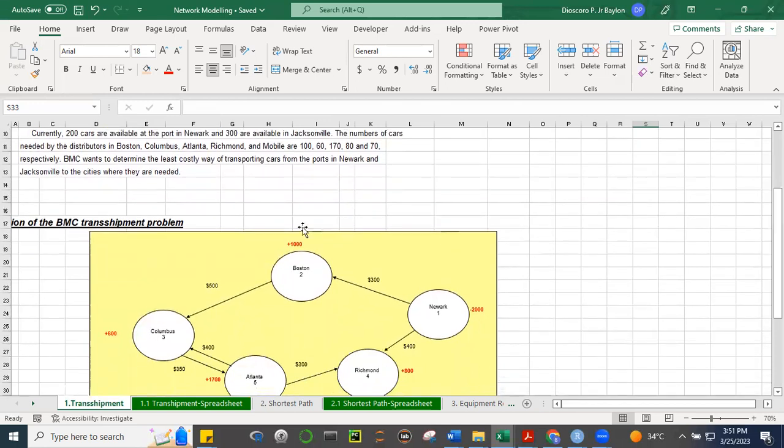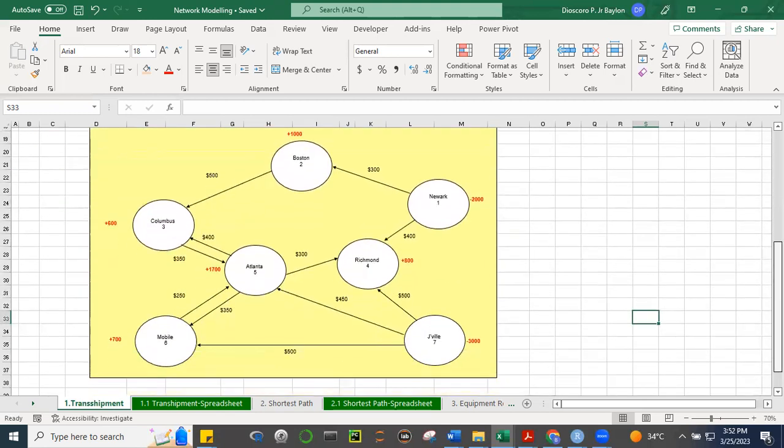The number of cars needed for Boston is, so, I'm missing a zero. 1,600, 170, 80, 700, 800. 1,600, 17, 800, 700. Okay, so we want to determine the least costly way of transporting cars from Newark to the different cities.